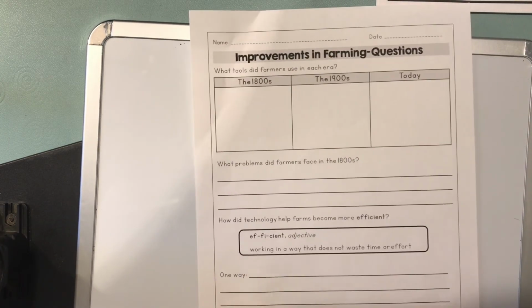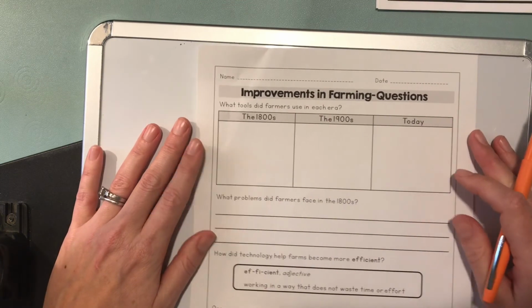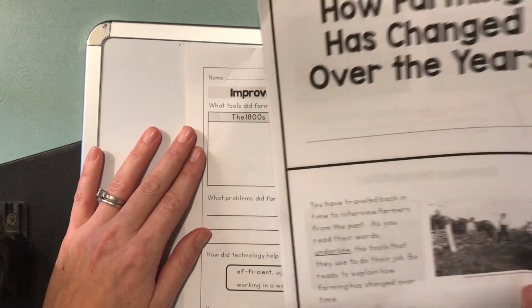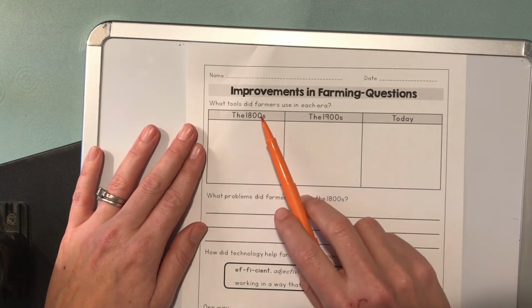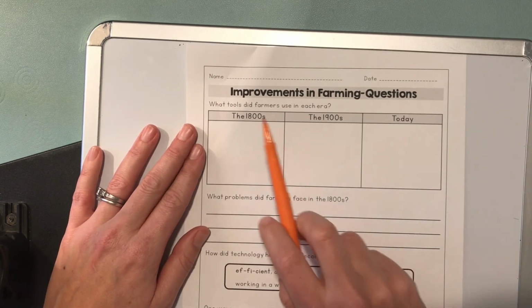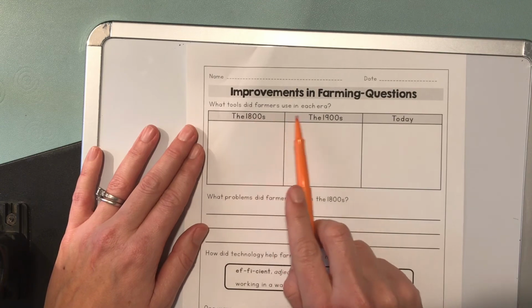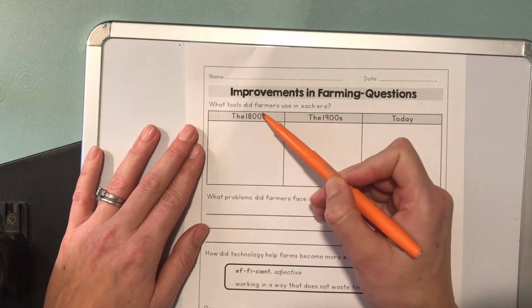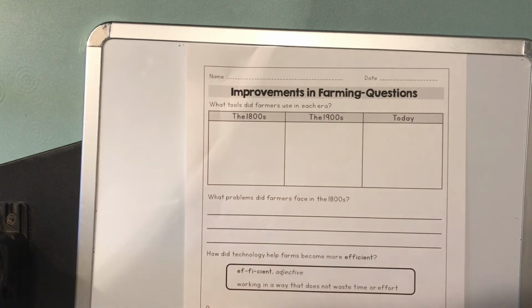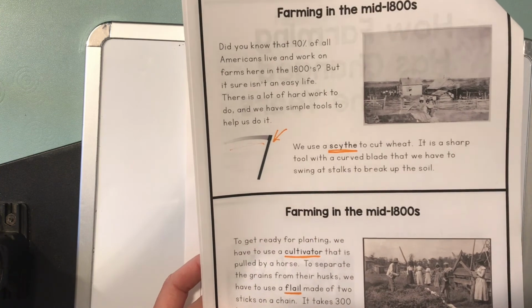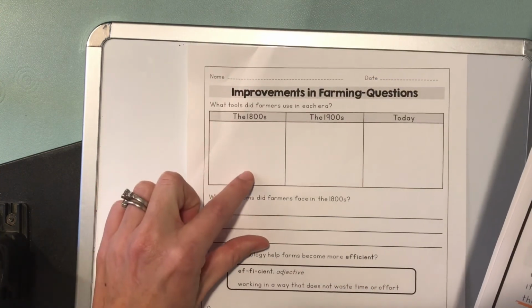Okay, so we are done with that. Now, you guys know about farming. You guys are going to do this activity independently, and you're going to use your packet to help you, okay? So I'm going to explain it, and then I'll let you guys do it on your own. The first thing you're going to do is, what tools did farmers use in each era? So first you're going to go back to the pages that we talked about, the 1800s. And we talked about different tools that we used, and we underlined them. So then all you have to do is write them here.